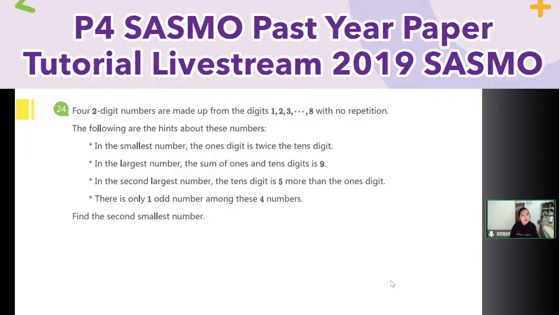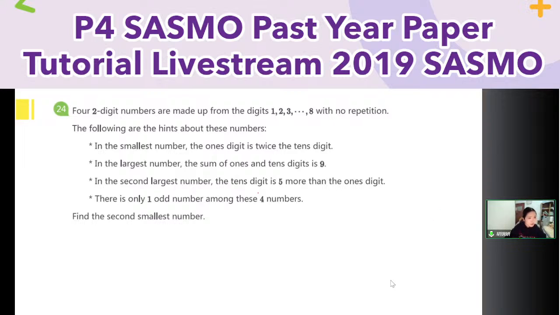The question one goes like this. 4 two-digit numbers are made up from the digits 1, 2, 3, etc. to 8. That means 1 to 8 with no repetition. So that means every number can only use once. And the following are the hints about these numbers. The first hint, in the smallest number, the ones digit is twice the tens digit.